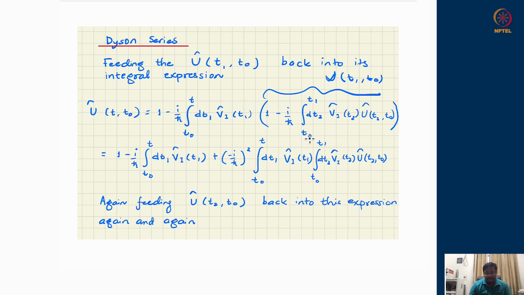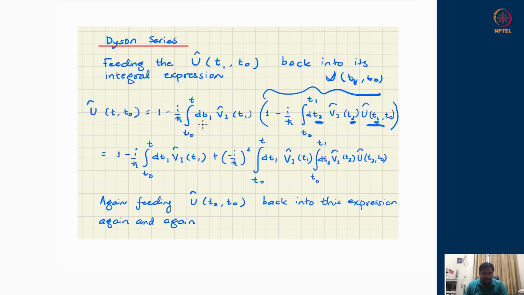This time the integration is running from t0 to t1. Previously the integration was running from t0 to t. Since I want to know what U is at t1 here, I have to run the integration from t0 to t1. So then a new dummy integration variable t2 will appear, and this will contain a unitary up to time t2, and t2 runs from t0 to t1. So you see, again I have obtained a U of t2 which I can again feed into this expression, and iteratively it becomes bigger and bigger integrations.